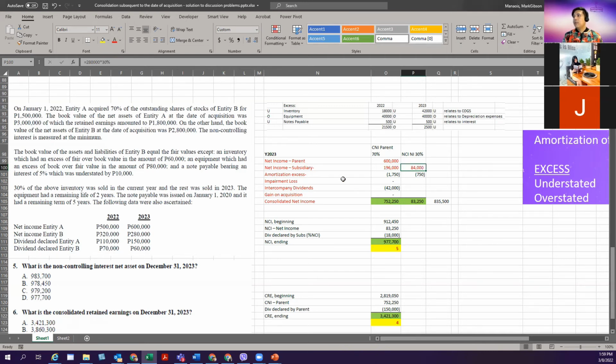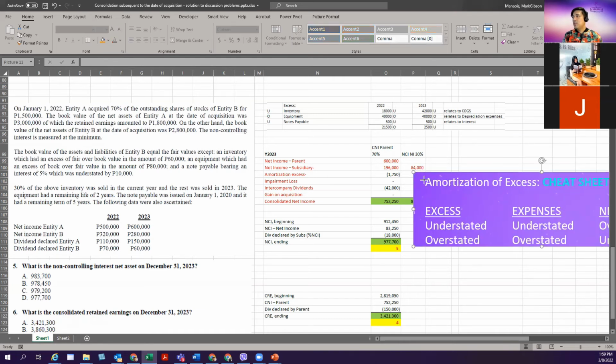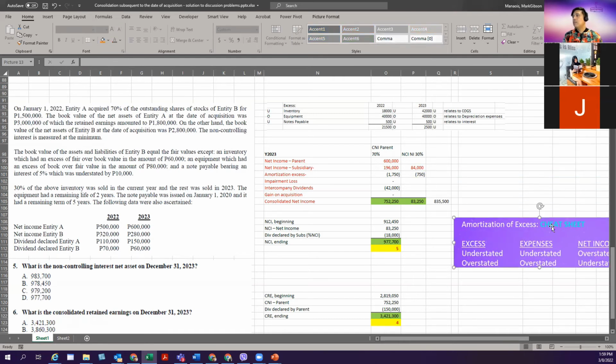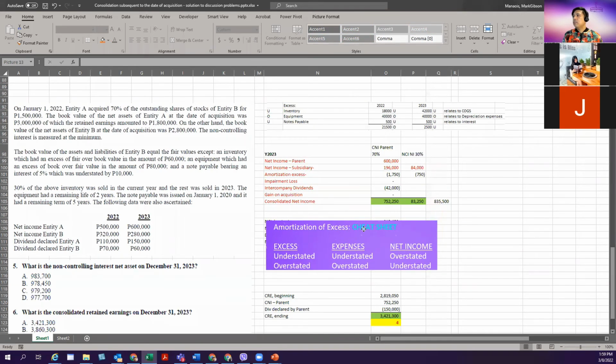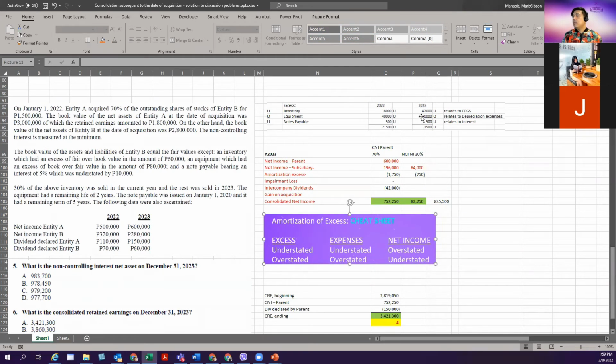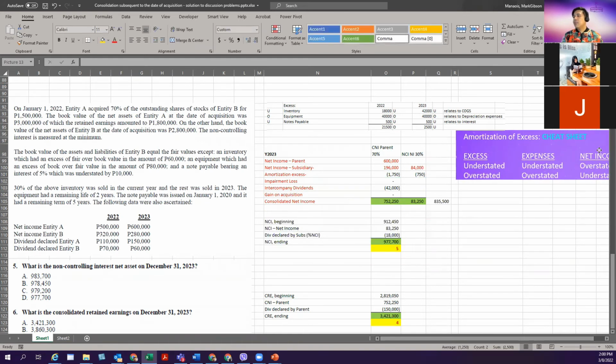Ito ngayon ulit, pag-usapan natin ulit yung amortization of excess for 2023 naman. Sabi natin, the total expense is understated by 2,500. Kung understated ang expense natin, overstated ang net income. So, kung overstated ang net income, we have to deduct it. Paano ngayon yung split ulit based on proportionate share? So, that's 2,500 multiplied by 70% for the parent, and then 30% naman for the non-controlling interest. So I hope nakakasunod ka.